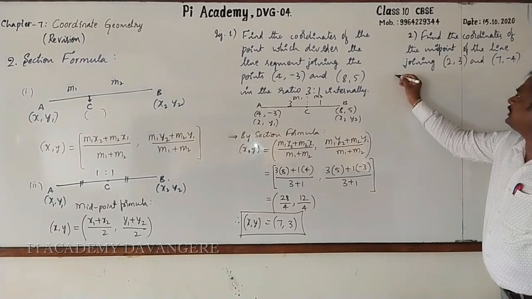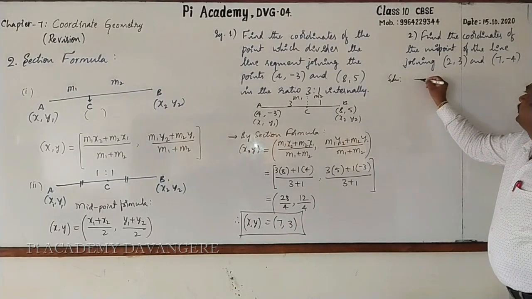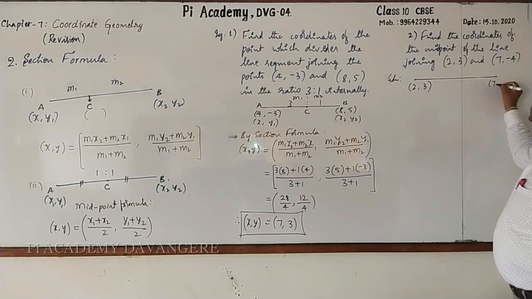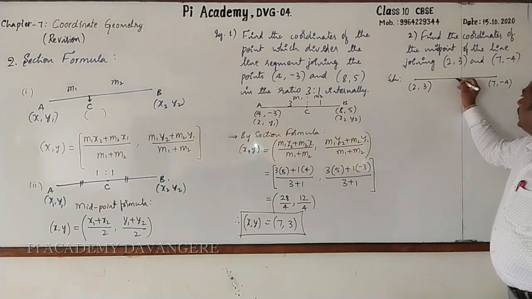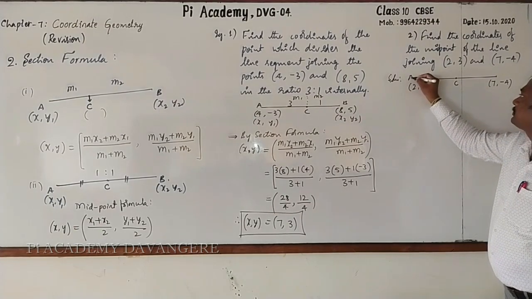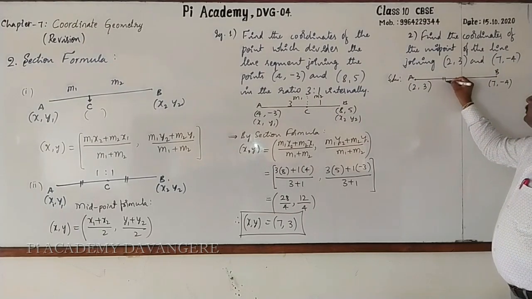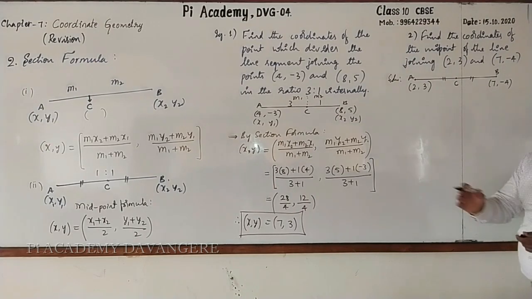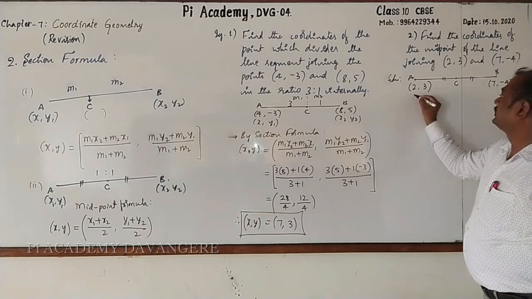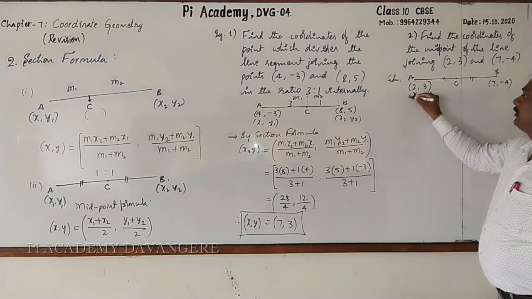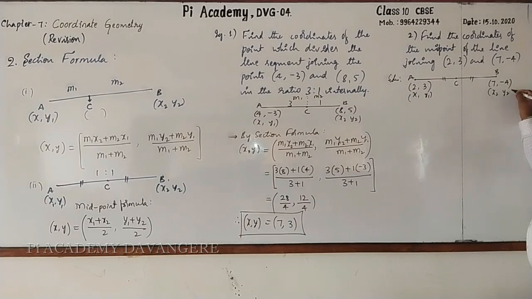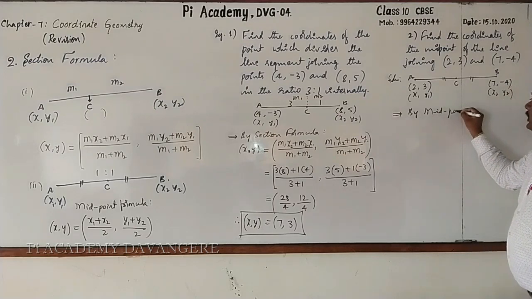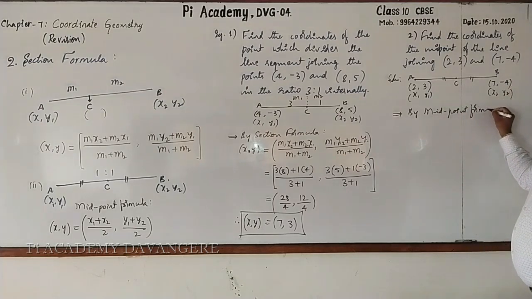This is also very simple. Here I am writing, the line segment joining the points 2, 3 and 7, minus 4. You are going to find out the midpoint. You may call this point as C. C is the midpoint. To find out the coordinates of the midpoint, we have to use midpoint formula. This is x1, y1 and it is x2, y2. Here I will use midpoint formula. By midpoint formula. Yes, write with me.